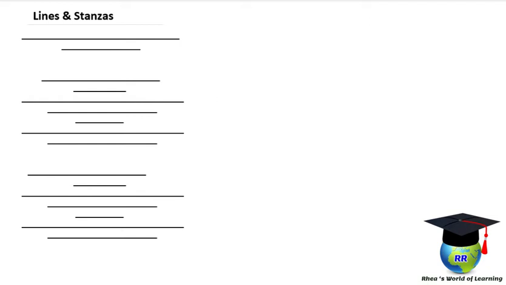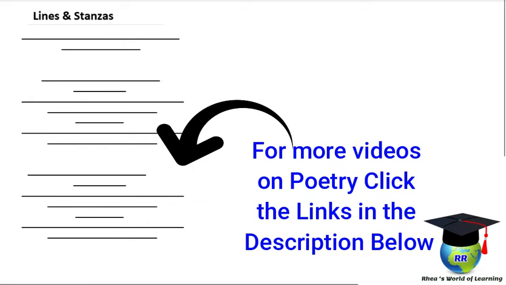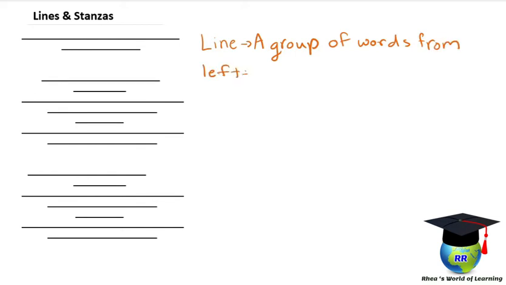So today we're going to be talking about lines and stanzas in poetry. First we're going to ask ourselves the question, what are lines and stanzas? First, I'm going to tell you the definition of a line. Lines are basically a group of words from left to right. So that's what lines are. Lines are, in poetry, a group of words from left to right.